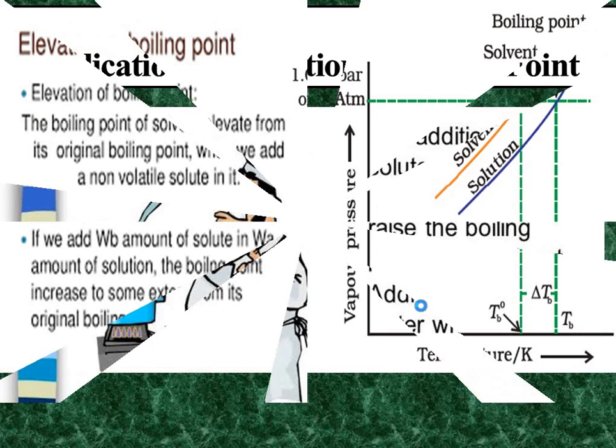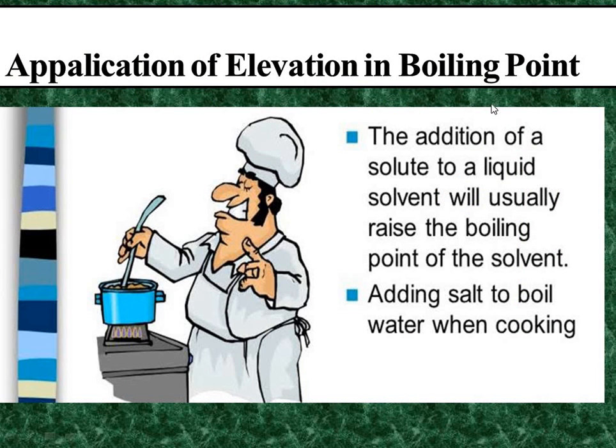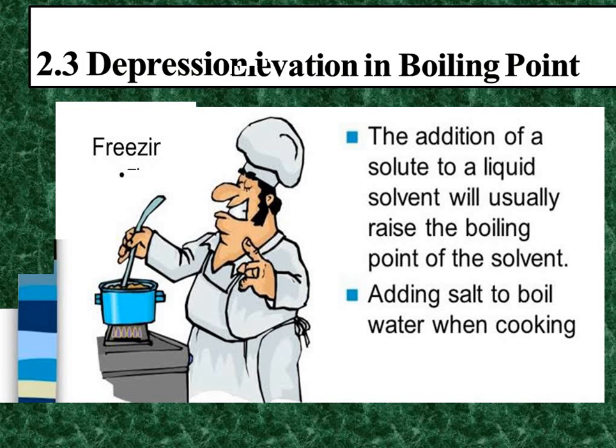So the application of elevation in boiling point is that we add solute to solvent for cooking, so it will elevate its boiling point. This is normally used everywhere in our kitchens, in restaurants, or anywhere we cook food or do household work. We add salt just to increase the boiling point.